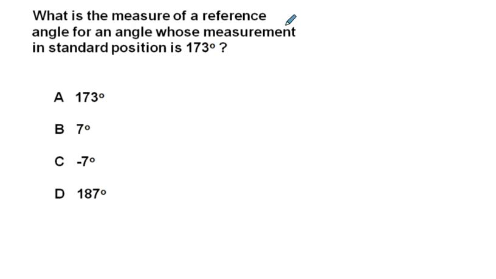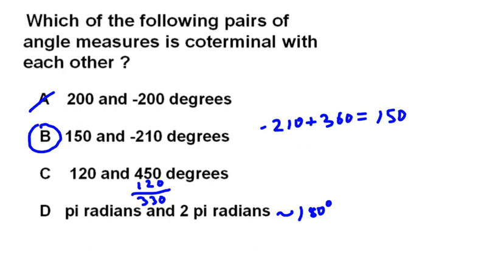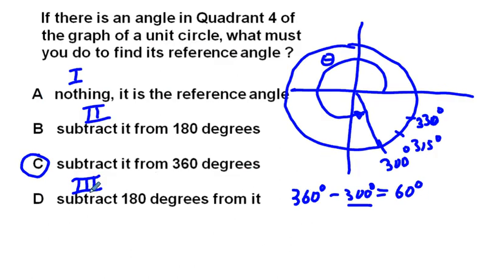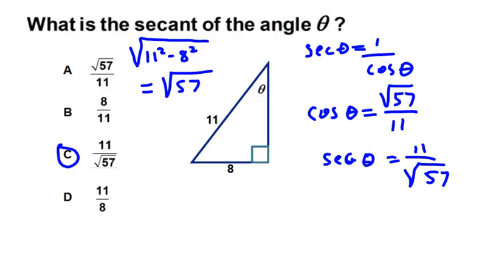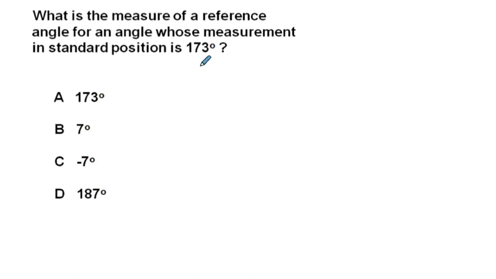Next, what is the measure of the reference angle for an angle whose measurement in standard position is 173 degrees? We can go back to what I talked about earlier. In quadrant 2, it says subtract it from 180 degrees. So 180 degrees minus 173 equals 7 degrees. Also, you're going to have the shortest positive angle to the x-axis. The only answer that could possibly qualify is B, because none of these other answers could be correct.